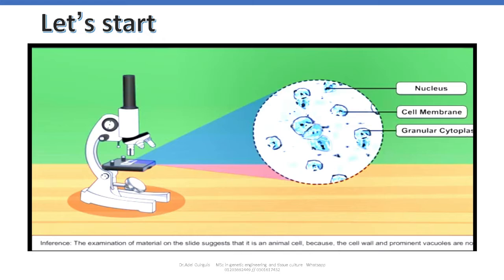Inference: The examination of material on the slide suggests that it is an animal cell because the cell wall and prominent vacuoles are not seen.